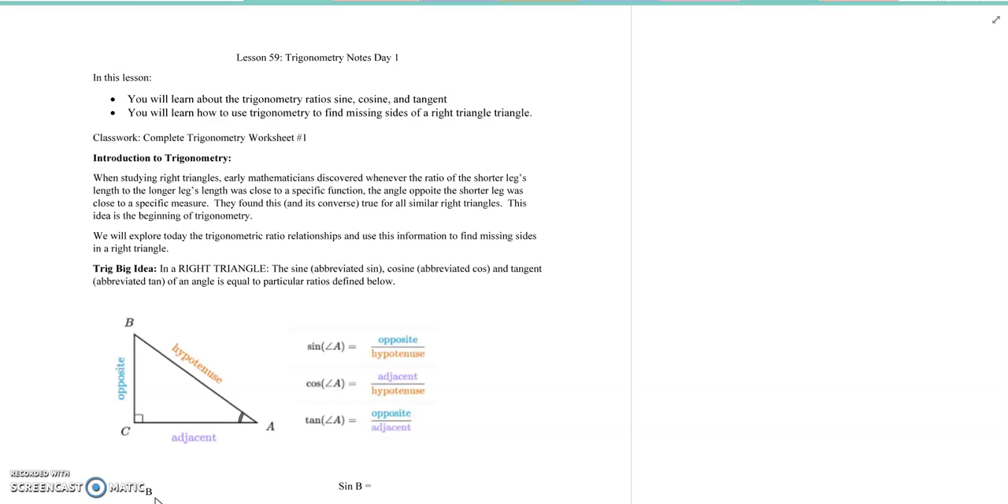In today's lesson, we're going to learn about the trigonometric ratios sine, cosine, and tangent, and we're going to learn how to find missing sides in a right triangle.